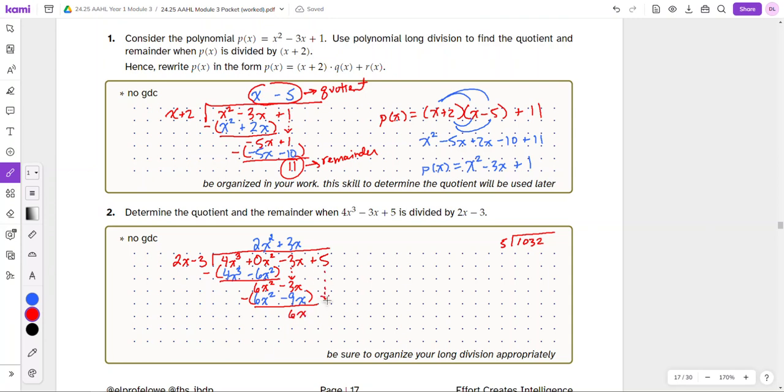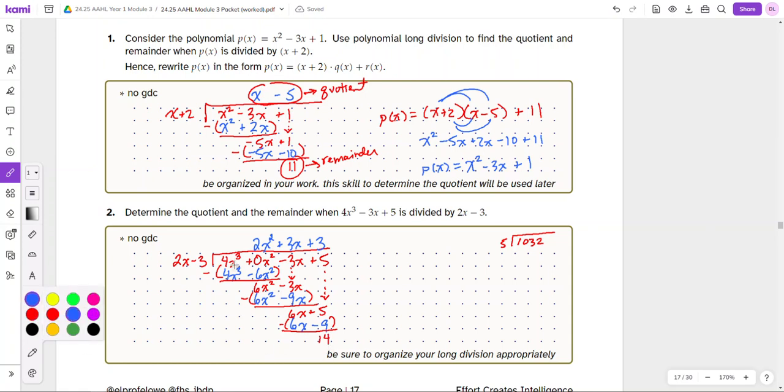Let's go ahead and bring down the 5 from our division algorithm. And now I say 2x times what is equal to 6x? That's going to be 3. And so I have then 3 times 2x minus 3. That's going to be 3 times 2x is 6x. 3 times negative 3 is negative 9. And I am subtracting here. All right, and so this gives me 0, and here gives me 14.